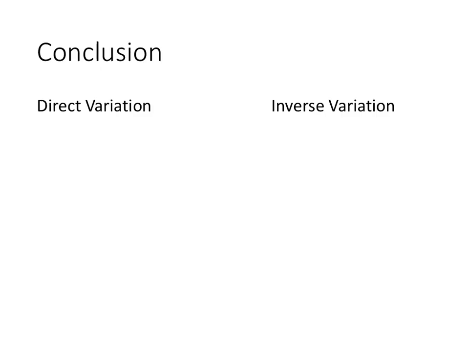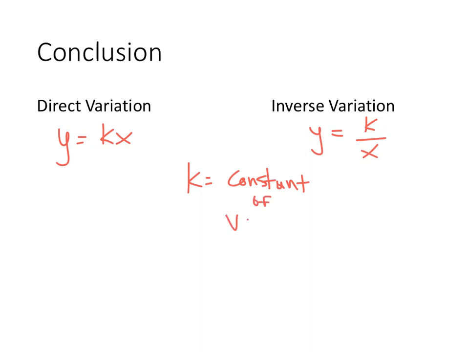Now the last part is identifying direct variation versus inverse variation. First of all, remember your equations: y equals kx and y equals k divided by x. The k is the same thing. K is a constant of variation. In order for this to be a true direct variation or a true inverse variation, this needs to be the same each time. No matter what kind of table or information you're given, if that k is not the same, it's not direct or it's not inverse.